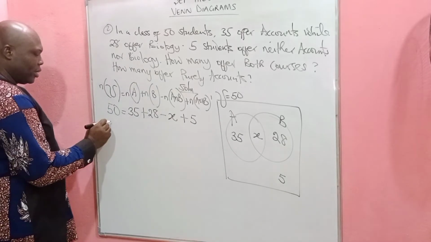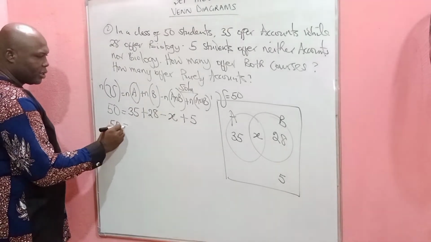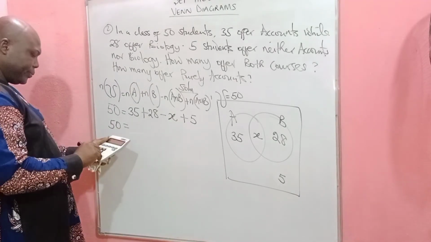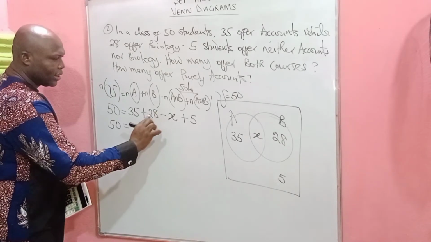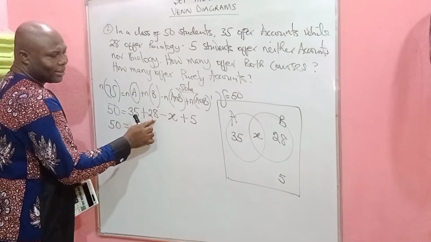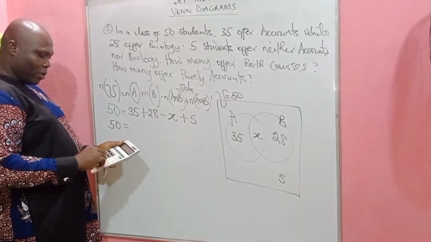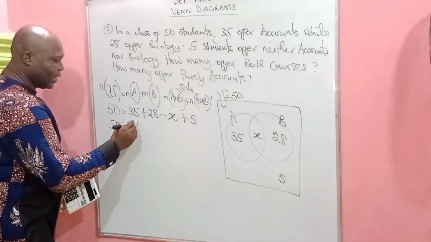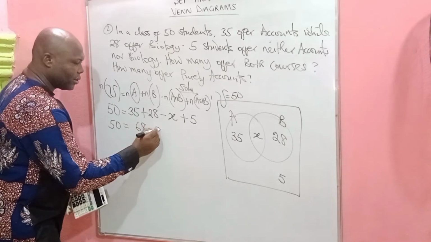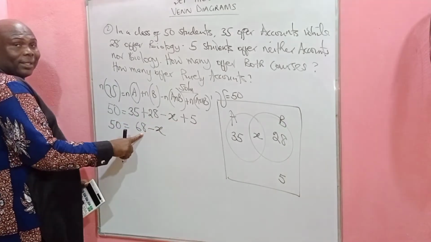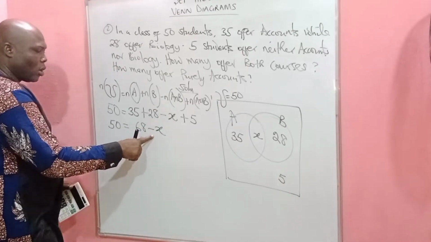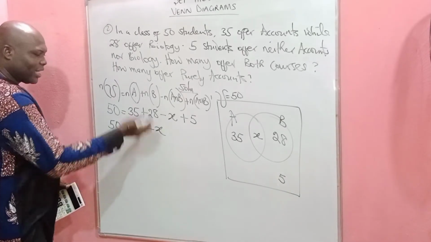So we are going to have 50 is equal to 35 plus 28. 35 plus 28 is what? 63. Let's add 5 to it. So we have 68, 68 minus X. So 35 plus 28 plus 5 will give us 68. Then minus X. Alright, so let's make X the subject of the formula.